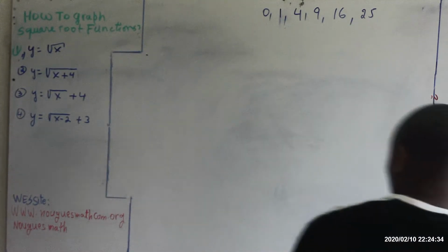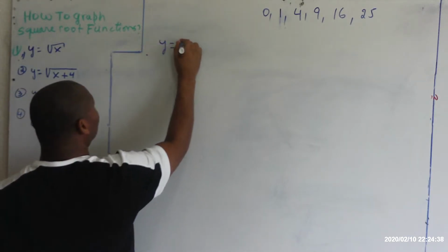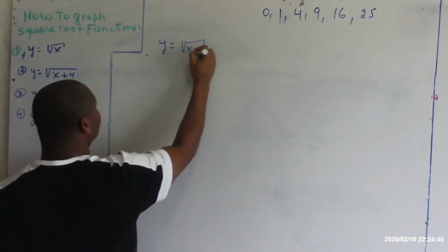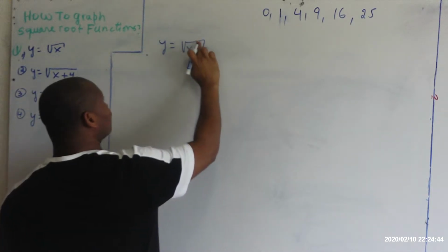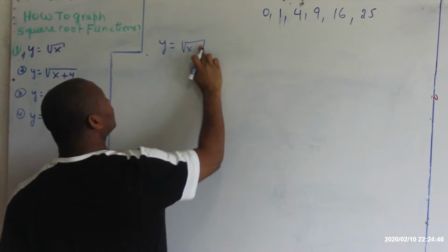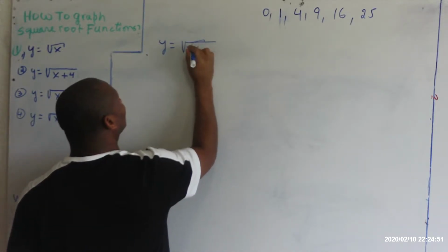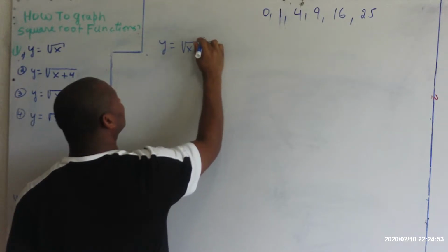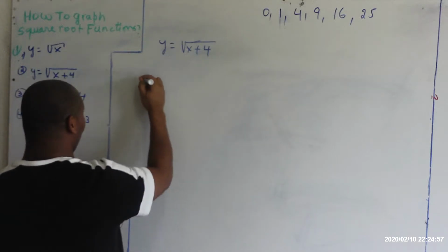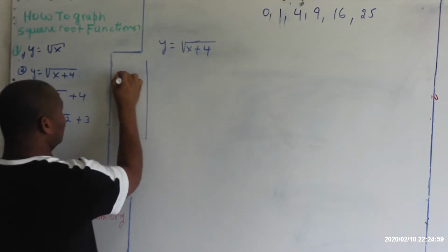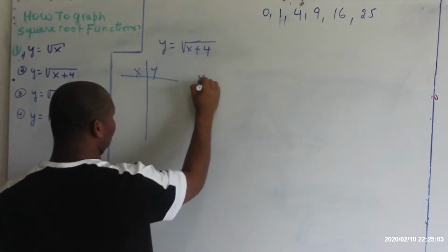The second example, we will have y equals square root of x plus 4. Let me write it bigger for you. Okay, we're gonna grab this function. We're gonna make a table first.